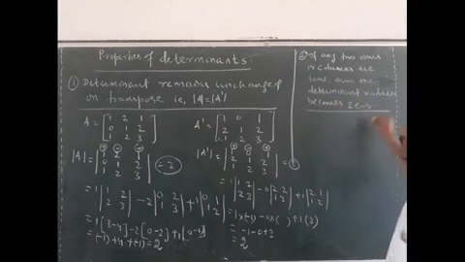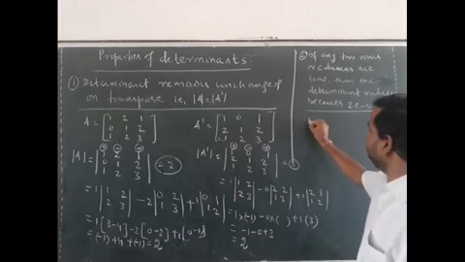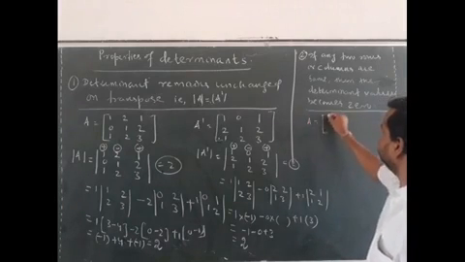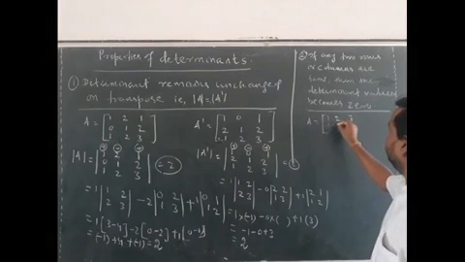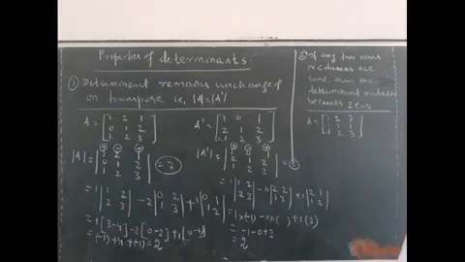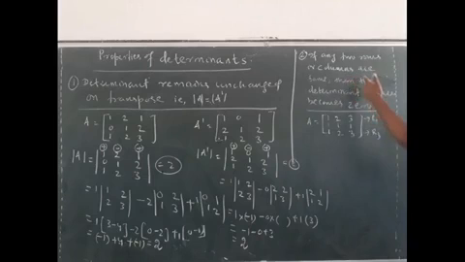Let me take an example and demonstrate it. Suppose this is a matrix A: 1, 2, 3, 1, 1, 1, and again 1, 2 and 3. Can you see here that row 1 and row 3 are the same? This is row 1 and this is row 3. As the property suggests, if two rows are the same, then the determinant must be 0. Now let us see whether it becomes 0 or not.